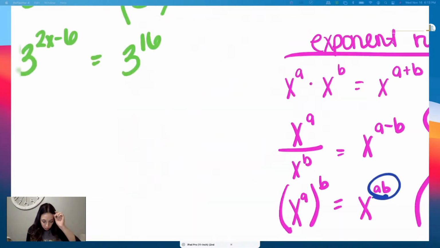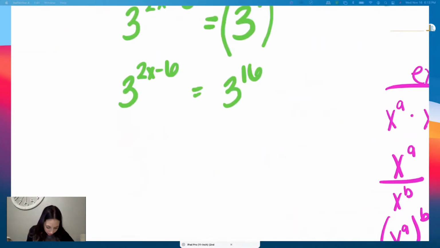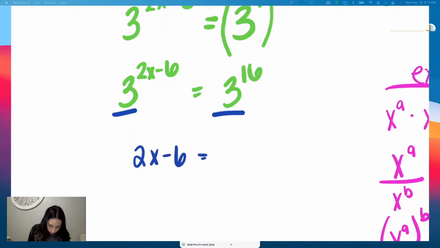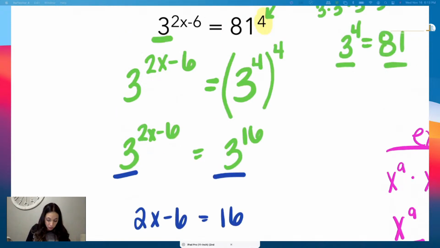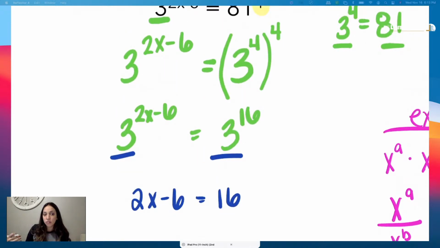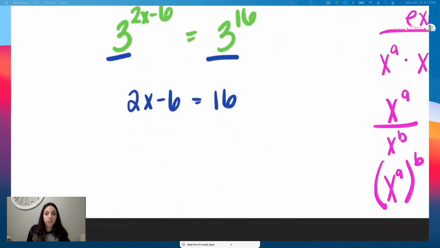Let's go back to our problem. So now that I have my bases the same, I can literally just set the exponents equal to each other. 2x minus 6 equals 16. Now, I've gotten to this point in the problem. Everybody K through 6 needs to understand this next process, how to solve for a variable. I'm going to undo what's being done to the x because I want to get x by itself, because we're trying to solve for x.